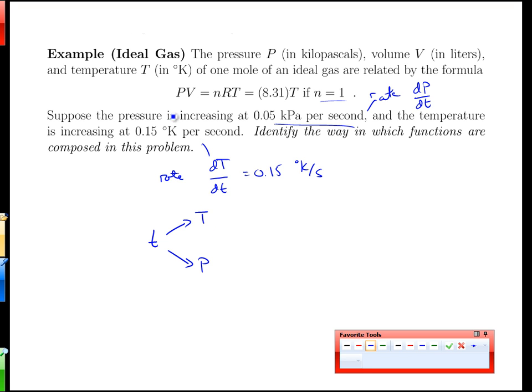Then the question is, well, what would be the output? What else could we talk about? We could talk about the volume. If we know these, then we can find the volume. But because the pressure and the temperature are changing over time, that means the volume, of course, has to be changing as a result. And how would we know how the volume changes? Well, we'd have to somehow map our way through the relationship of time through the temperature and pressure information that we have, and then out to the volume. So that's what we're going to explore.